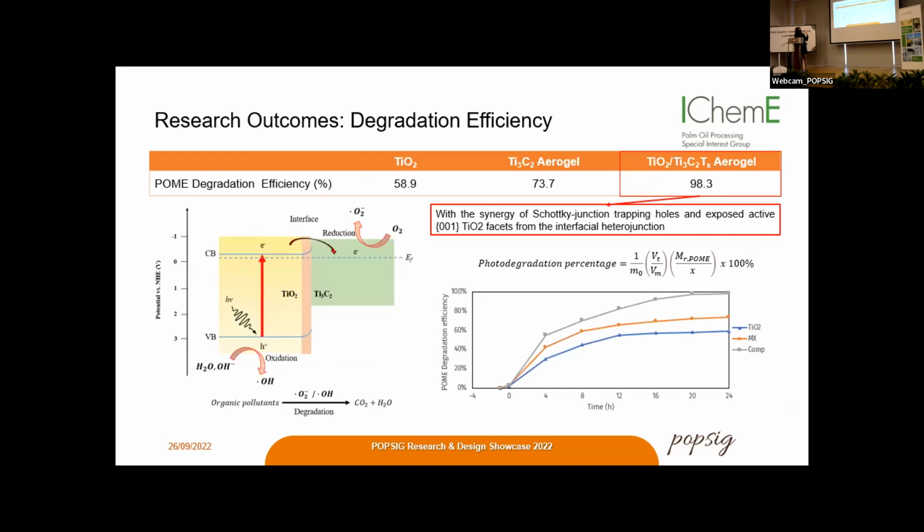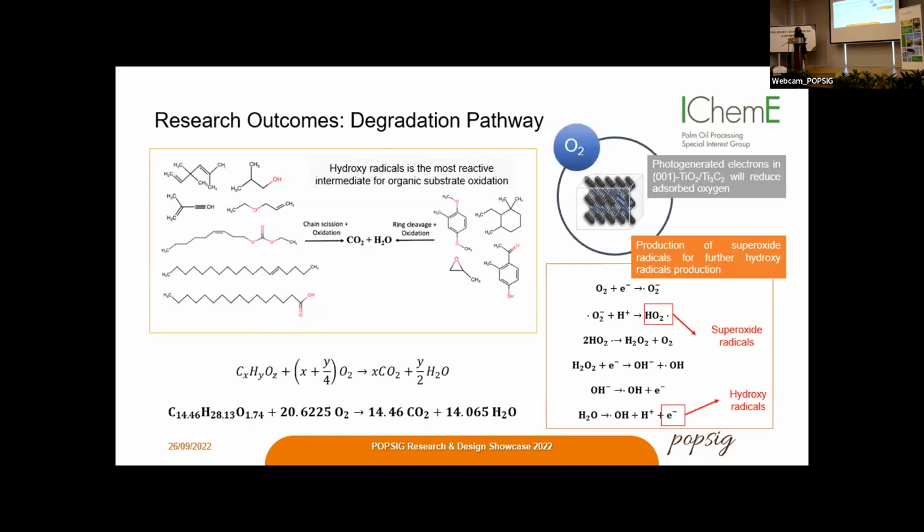So this is the degradation efficiency. We can see that with the TiO2 Ti3C2Tx aerogel, an efficiency of 98.3% of POME degradation can be achieved. This is the degradation pathway we have observed during the GCMS characterizations. It was found that hydroxyl radicals and superoxide radicals play an important role in this photocatalytic degradation pathway. And this empirical formula is the final photocatalytic reaction obtained from our experiment.